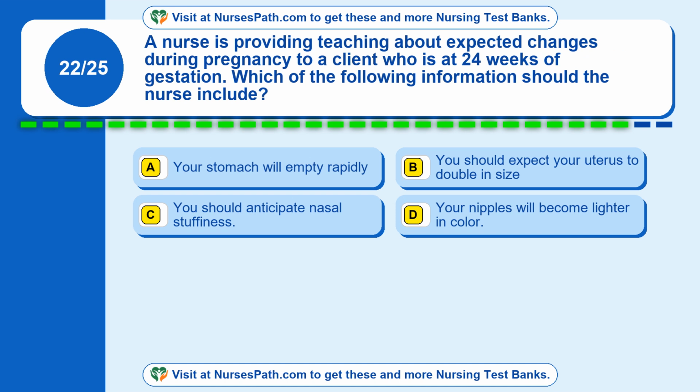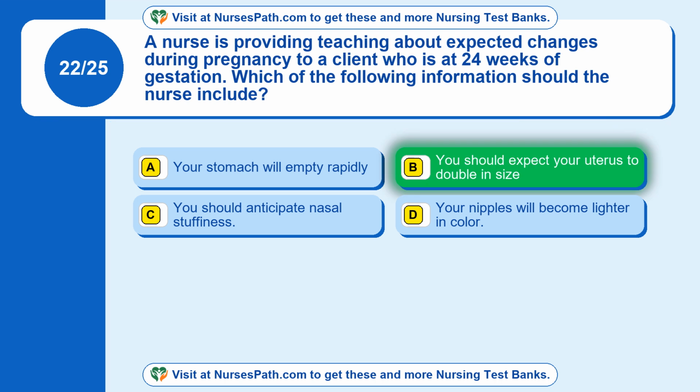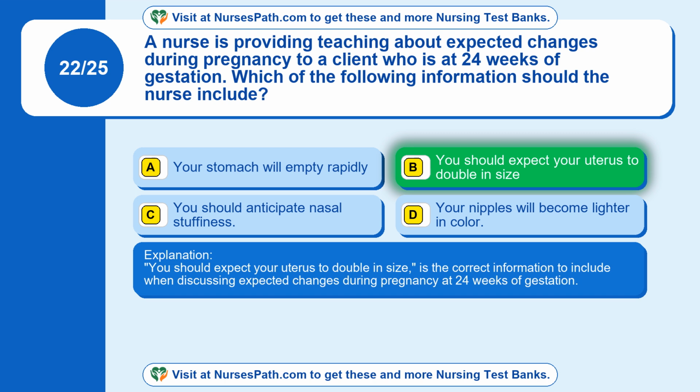Question 22. A nurse is providing teaching about expected changes during pregnancy to a client who is at 24 weeks of gestation. Which of the following information should the nurse include? Option A, your stomach will empty rapidly. Option B, you should expect your uterus to double in size. Option C, you should anticipate nasal stuffiness. Option D, your nipples will become lighter in color. The correct answer is option B. You should expect your uterus to double in size is the correct information to include when discussing expected changes during pregnancy at 24 weeks of gestation.